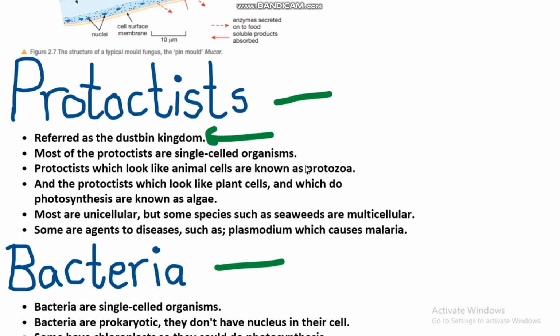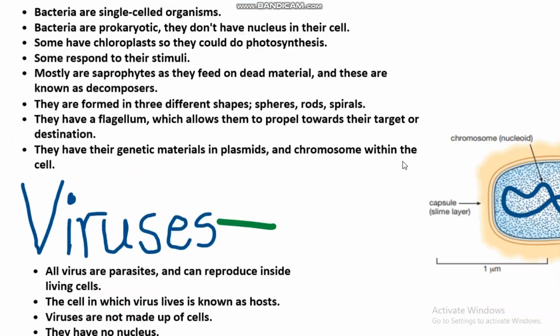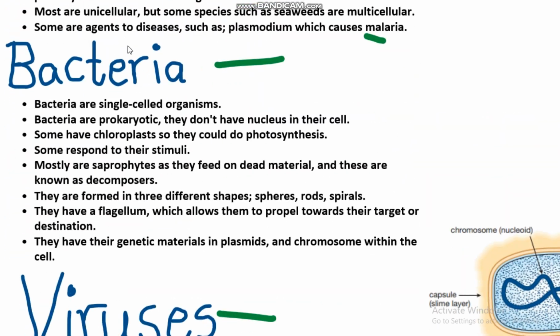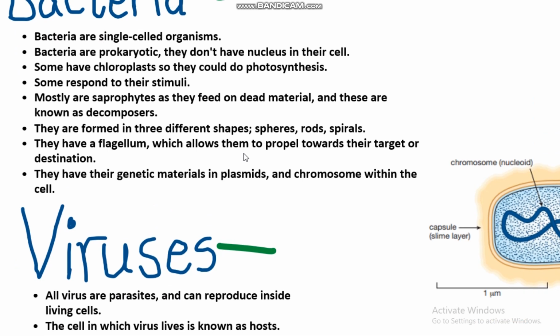Protists that look like animal cells are known as protozoa, and those that look like plant cells are known as algae. Most of them are unicellular, but some species, such as seaweeds, are multicellular. Some of these are agents of diseases, like Plasmodium, which causes malaria. So this is not that important, but then we have two most important organisms, bacteria and viruses.